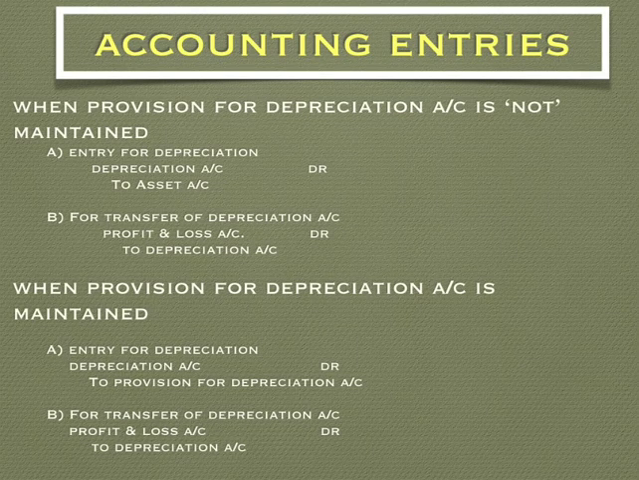Then the entry will be profit and loss account debit to depreciation account. Likewise, when provision for depreciation account is maintained, at that time the entry for depreciation becomes depreciation account debit to provision for depreciation account. Here the provision for depreciation account is separately maintained. At that time we have to credit this account, and when the transfer of this depreciation is to be made, then the entry will be profit and loss account debit to depreciation account.